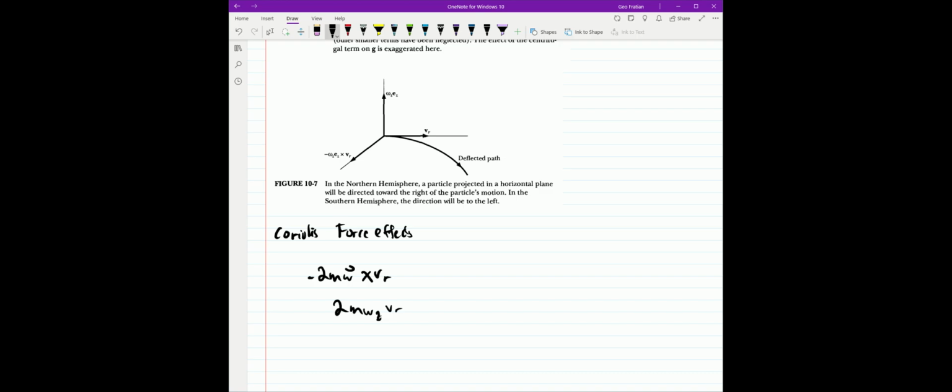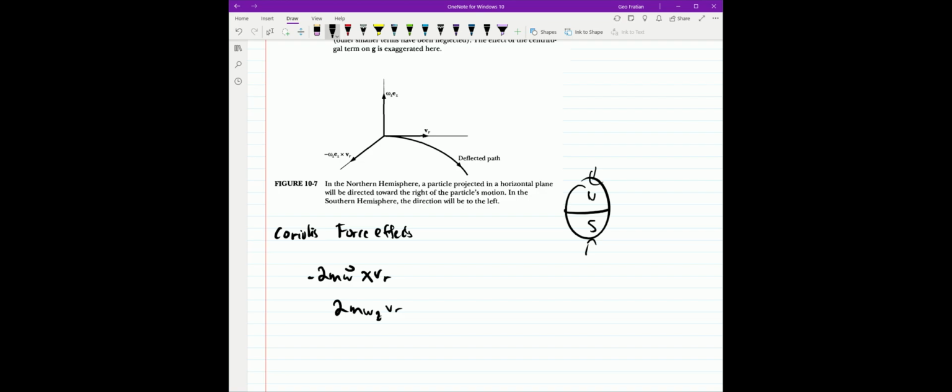That means if we project a particle onto a horizontal plane in the local coordinate system, basically on the surface of the Earth, with some velocity vr, then the Coriolis force is given by negative 2m omega cross vr. In other words, it has a component in the plane of magnitude 2m omega z vr. And if we look at this figure, that tells us that in the northern hemisphere, it's directed towards the right of the particle's motion, and in the southern hemisphere it just flips and goes to the left. That's because in the southern hemisphere, the component omega z is directed inwards along the vertical, so it's opposite.